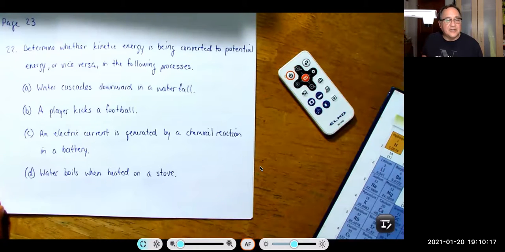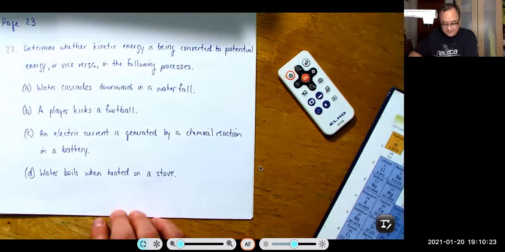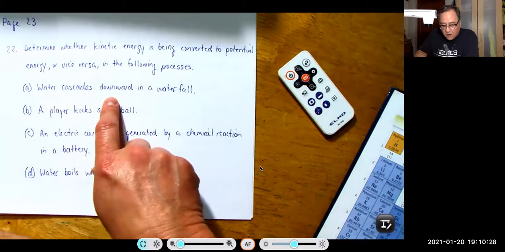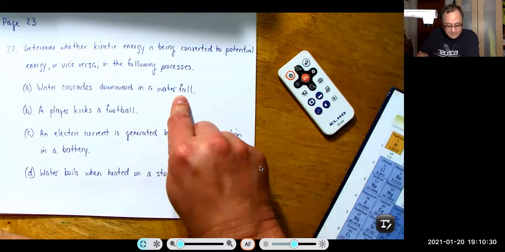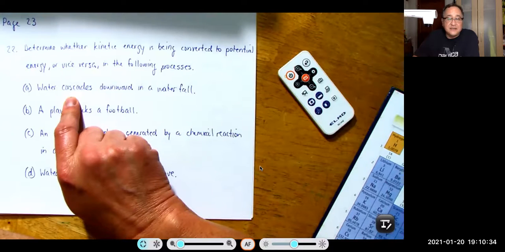Determine whether kinetic energy is being converted to potential energy or vice versa in the following processes. Water cascades downward in a waterfall. So water cascading, potential or kinetic?